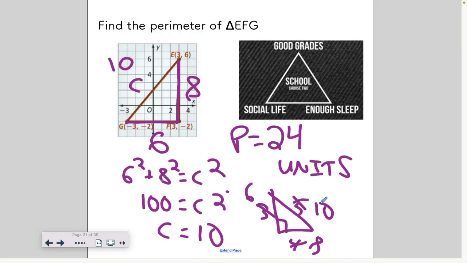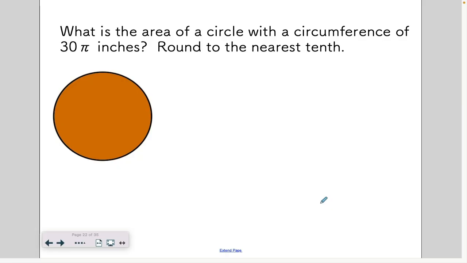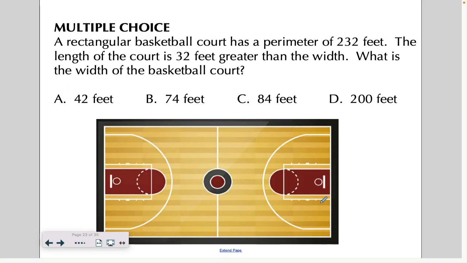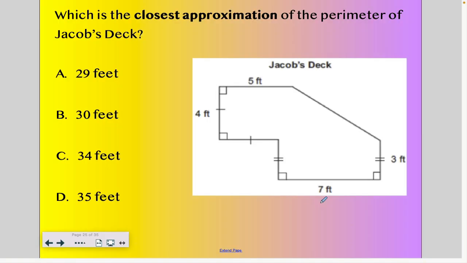I want you to try a couple other questions now. There are 3 other ones on there. There's this circle one, then there's the multiple choice beneath it, and then there's the perimeter of Jacob's desk. I want you to work on all 3 of them. Okay? All 3 of those questions.